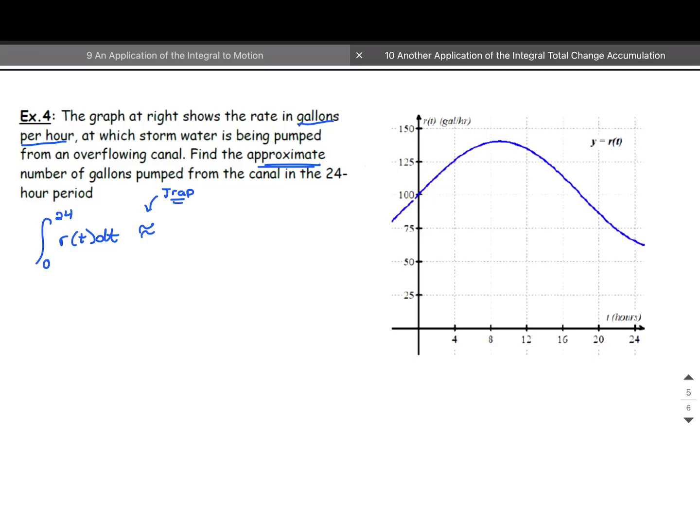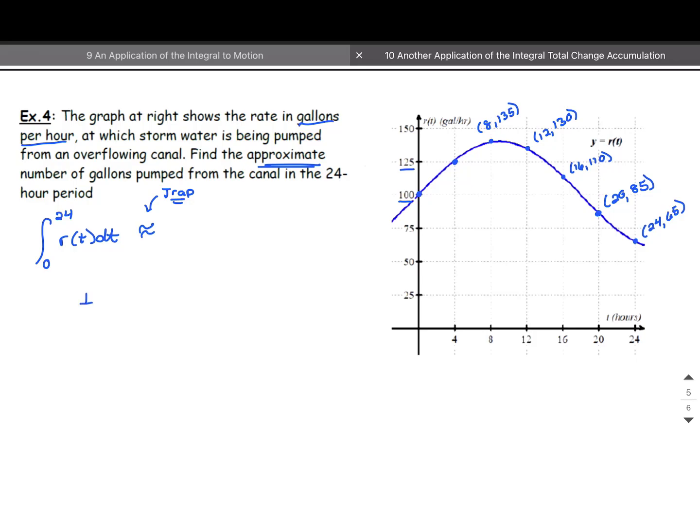Now in order to do that, let's see if we got these heights. This height is at 100. That's not bad. This height is at 125. This height, when we're at 8, is 135. This one here, at 12, let's say is 130. At 16, let's say that's 110. At 20, that should be about 85. And at 24, that's about 65. Okay, so now we're ready for our trapezoidal rule.